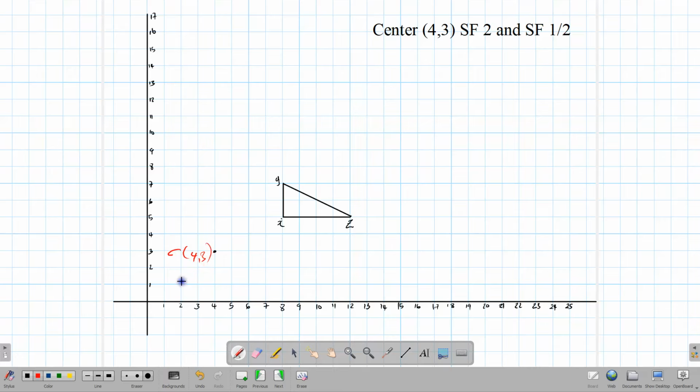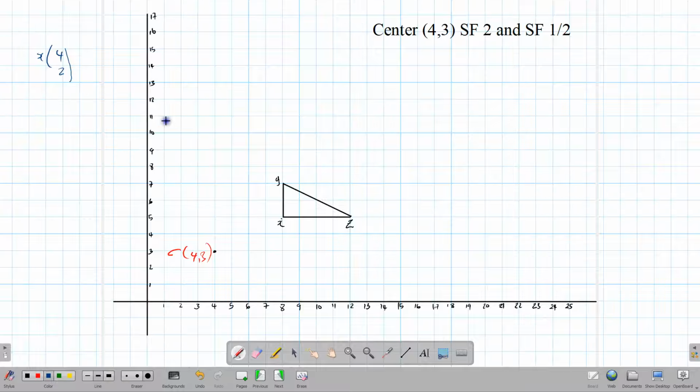Our center there is (4, 3). And what we want to do now is to multiply the distance of each point from the center. So let's look at the distance of x from the center. This is the center. The distance of x from the center is, let's count, 1, 2, 3, 4 units across and 1, 2 units up. So x is 4 units across, 2 units up.